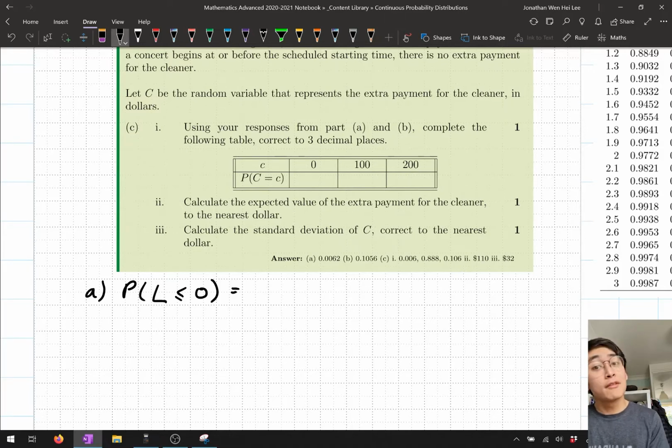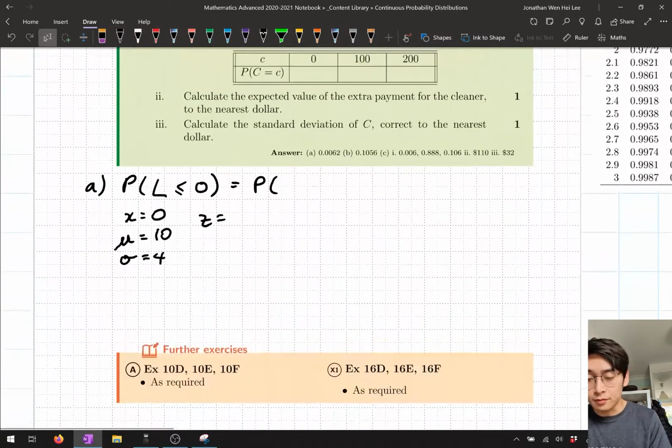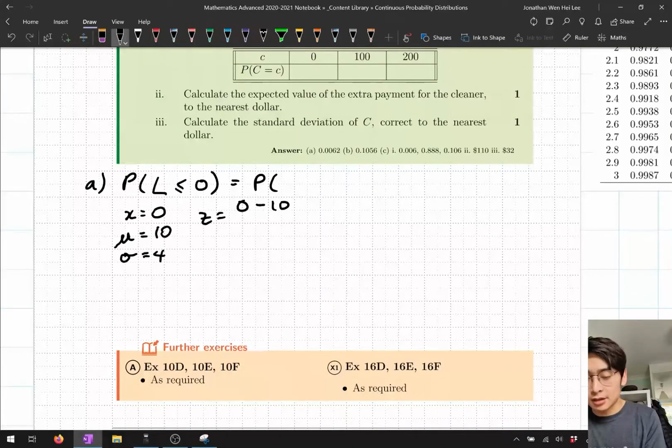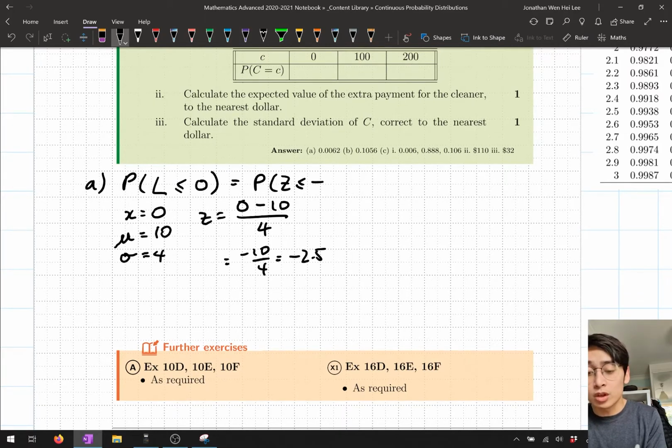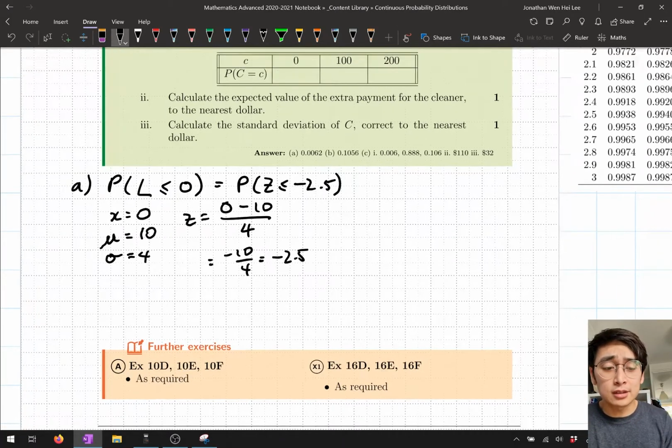Okay, now here if I have 0, that is my score, so x is equal to 0, and we've already identified that our mean is 10, and our standard deviation is 4. So when we convert that into our z-score, z is equal to 0 minus 10 over 4, which is just negative 10 over 4, which is negative 2.5. So here, we're finding a z-score which is less than negative 2.5. Okay, let's have a look at our z-scores.